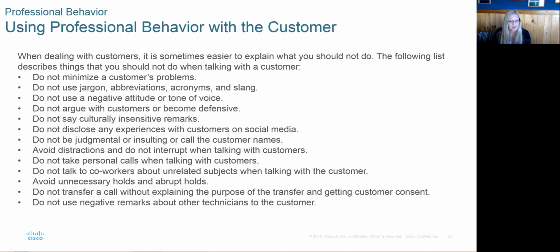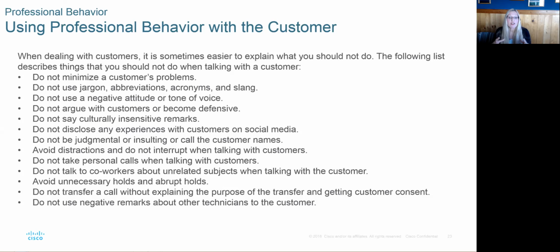Ask them, do you mind if I put you on hold? Do you mind if I transfer you? What is your phone number, just in case you get disconnected during the transfer? And here is your ticket number. But yeah, you definitely need to be very polite. Be very polite.